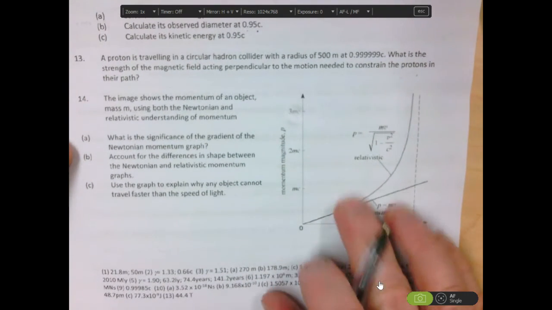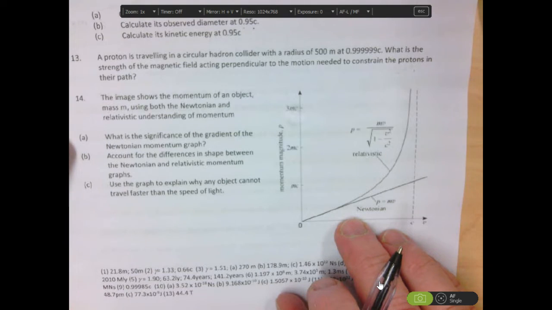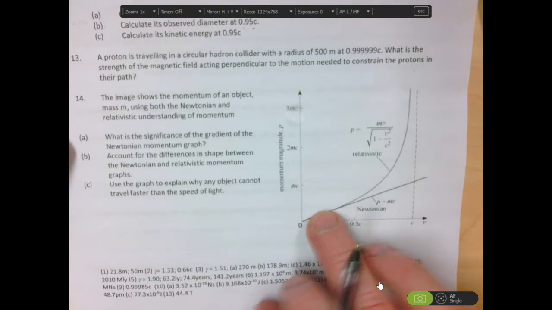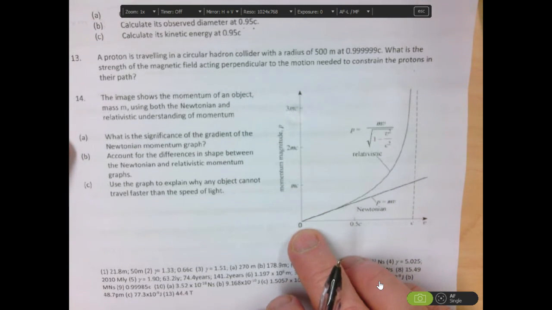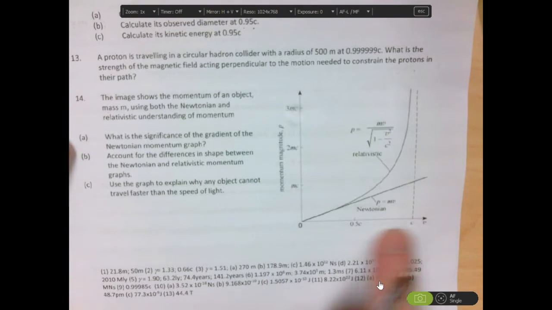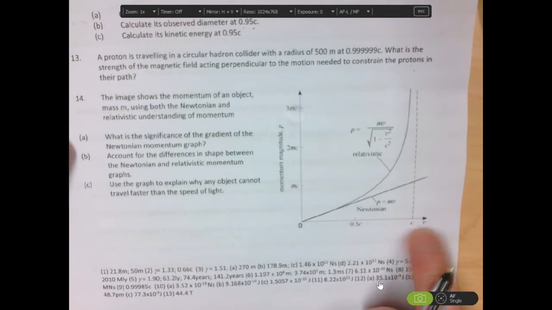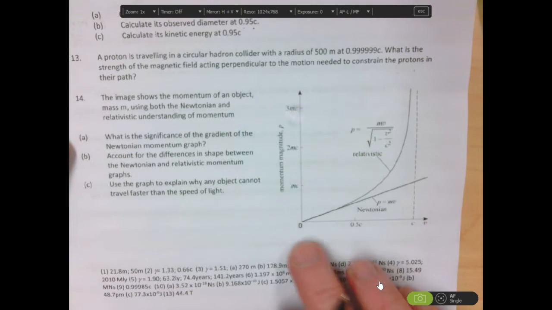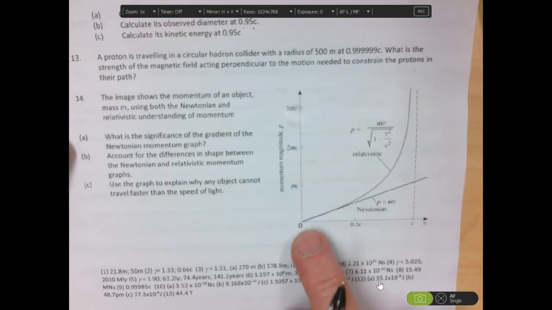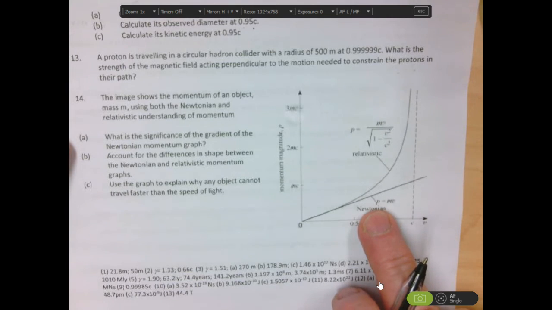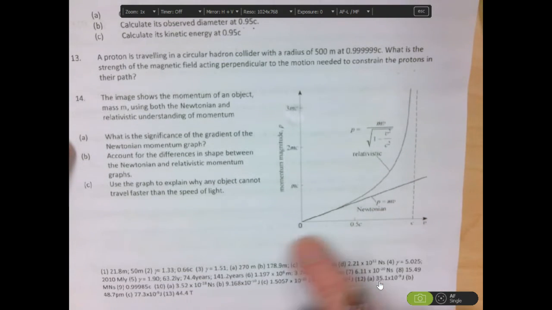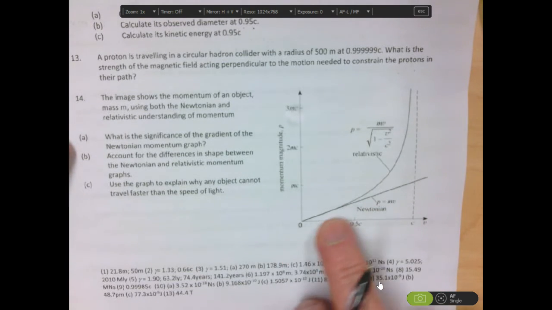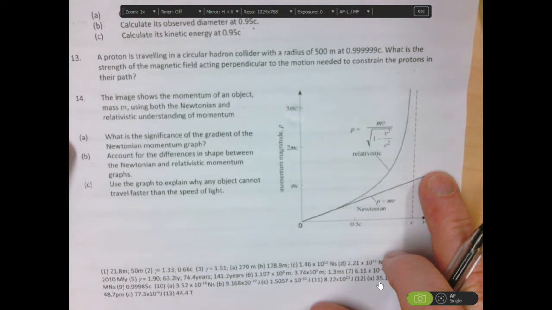This picture over here has got two graphs on it. Firstly, we've got a graph of velocity on the horizontal axis and momentum on the vertical. And Newtonian physics tells us that because momentum is equal to mass times velocity, it's simply going to be a straight line graph going up here.